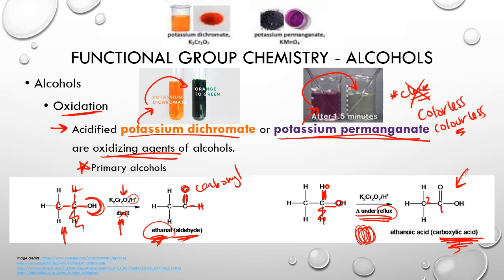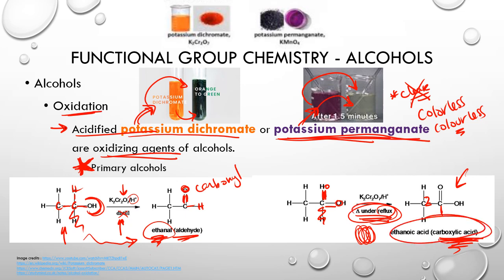I'm going to call this guy ethanoic acid. Again, primary alcohols, we can oxidize them using acidified potassium dichromate or acidified potassium permanganate. Potassium dichromate is going to go from orange to green. Potassium permanganate is going to go from purple to colorless. The alcohol, if I let it be oxidized just a little bit, is going to be an ethanal, or an aldehyde with that carbonyl group at the end. If I continue to mix and heat under reflux, then we can get all the way oxidized to a carboxylic acid.